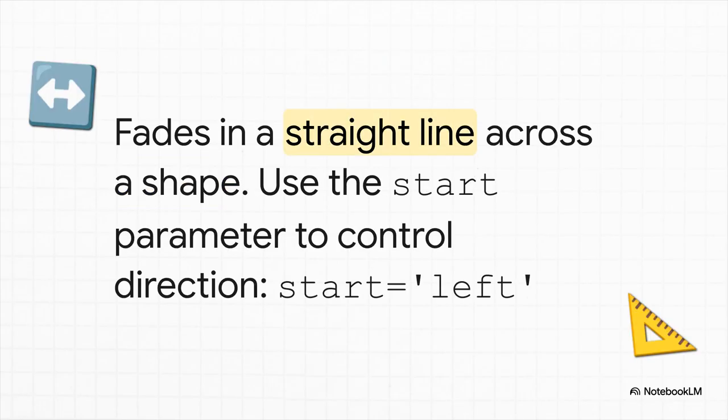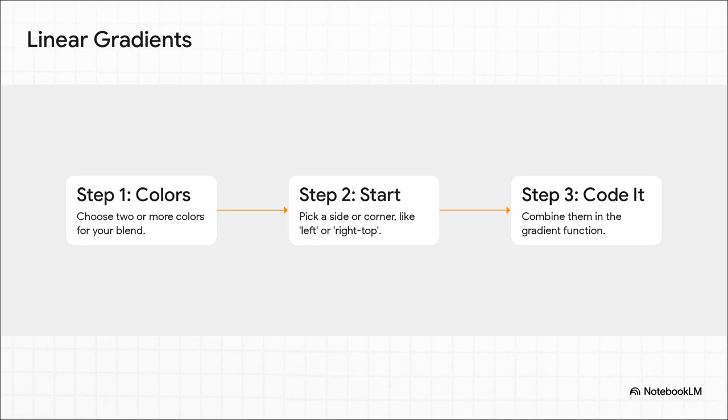And next, we have linear gradients. So unlike the circular fade of a radial gradient, these blend in a straight line. The key here, the real magic, is the start parameter. By setting it to left or right or top or even a corner, you get total control over the direction of the color flow. And creating one is a super simple 3-step process. First, choose your colors. Second, pick a starting point, like a side or a corner. And third, you just plug them into the code and that's it. You've instantly got this beautiful flowing effect.